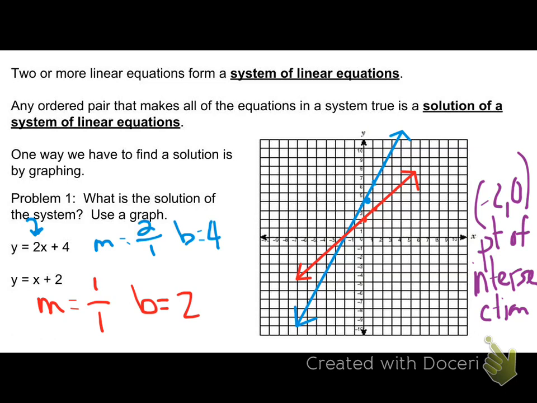It's the point of intersection. Where the two lines cross is your solution. So you're going to graph your two lines like we did last week. You're going to tell me where they cross, because that's your point of intersection. That's the solution. That makes both equations true at the same time.